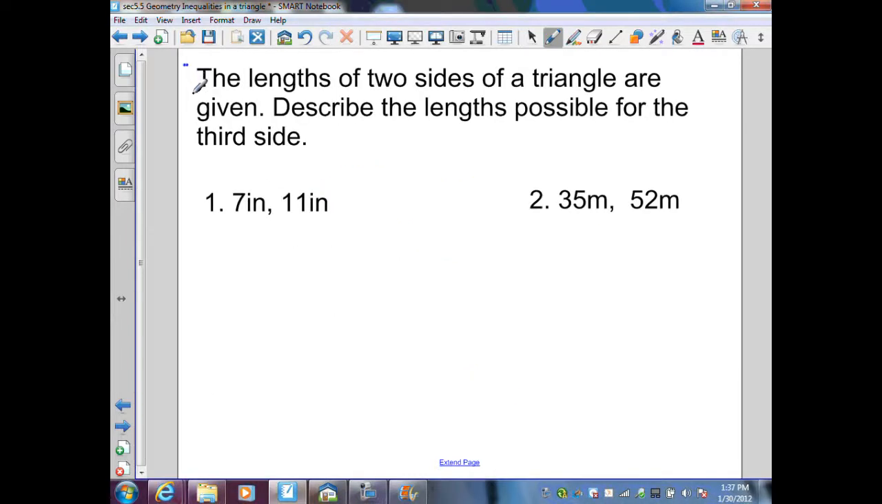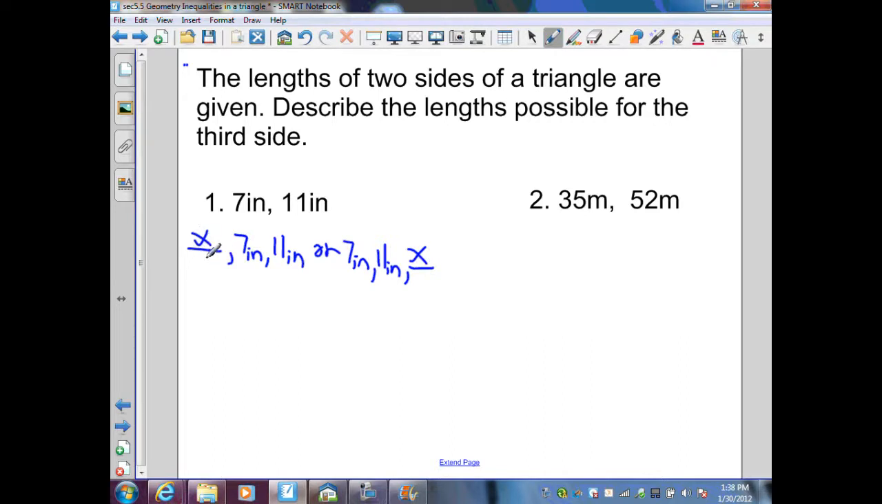On this example, we're given the lengths of two sides of a triangle. They want us to describe the possible lengths for the third side. We have two ways of creating a triangle given a 7-inch segment and an 11-inch segment. I can create a triangle with an unknown smallest segment. In other words, I can let x be the smallest segment and then have 7 inches and 11 inches. Or I could have 7 and 11 be the smallest segments, and I need to determine the largest segment.